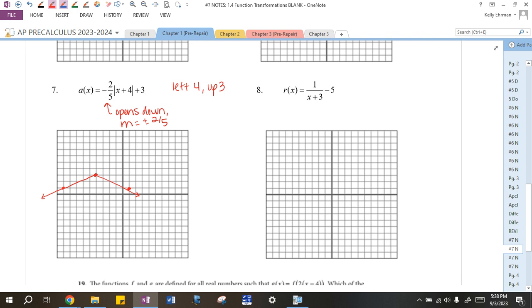Okay, and then what about this rational graph? So remember, the original graph is just 1 over x. That's what we're comparing it to. So this has just been moved left 3, down 5. Remember, these shifts affect our horizontal and vertical asymptotes. So there normally was a vertical asymptote at 0, but now it's going to be at negative 3. And there was a horizontal asymptote at 0, but now it's going to be down 5.